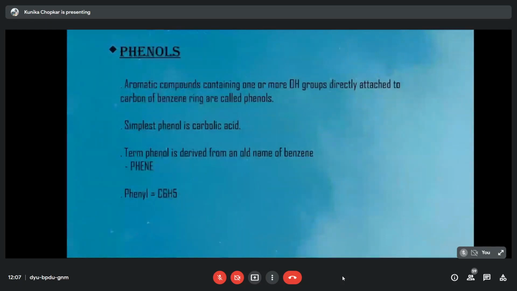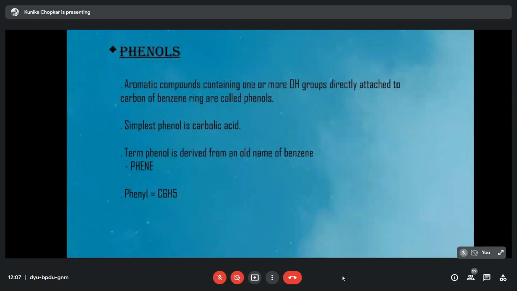Aromatic compounds containing one or more OH groups directly attached to carbon of benzene ring are called phenols. Simplest phenol is carbolic acid. The term phenol is derived from the benzene name phene. Phenyl is equal to C6H5.